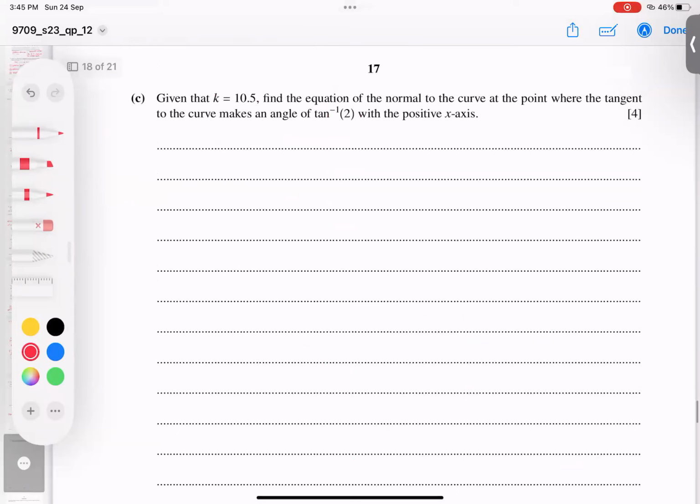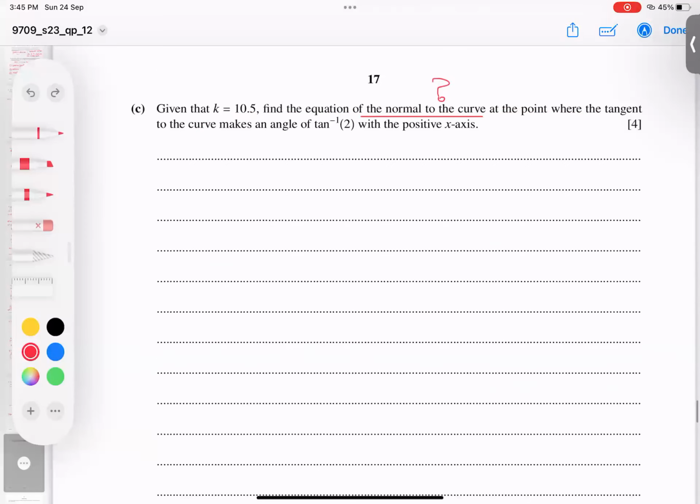He's saying if the k value is 10.05, find the equation of the normal to the curve, where the tangent is given. This is a very interesting part because he mixed up two things. He said find the equation of the normal to the curve, so the normal to the curve is our target. But what is given is that the tangent makes an angle tan inverse.